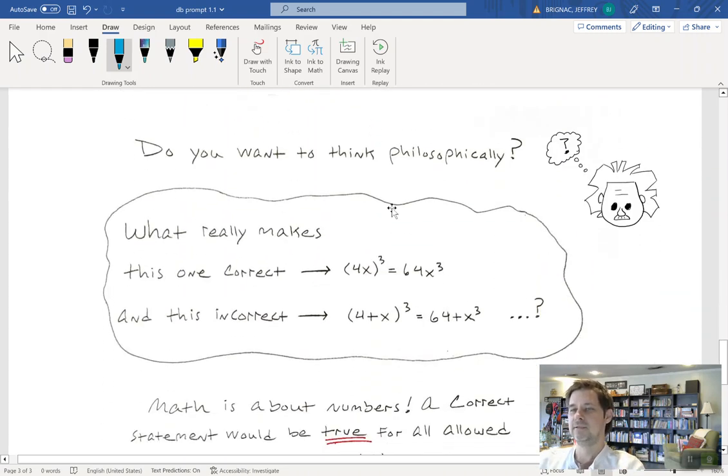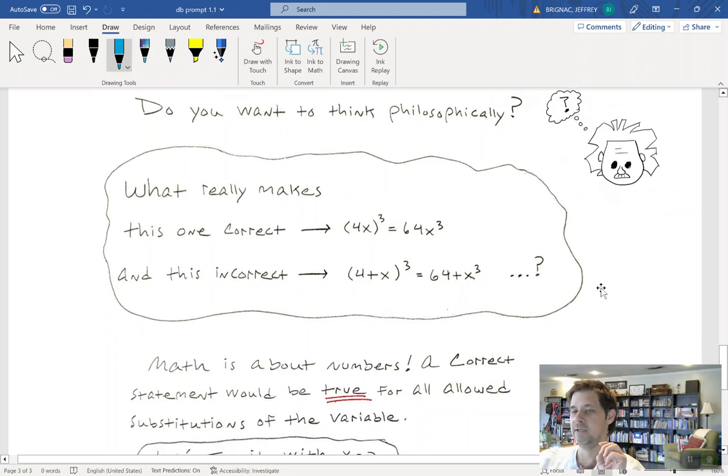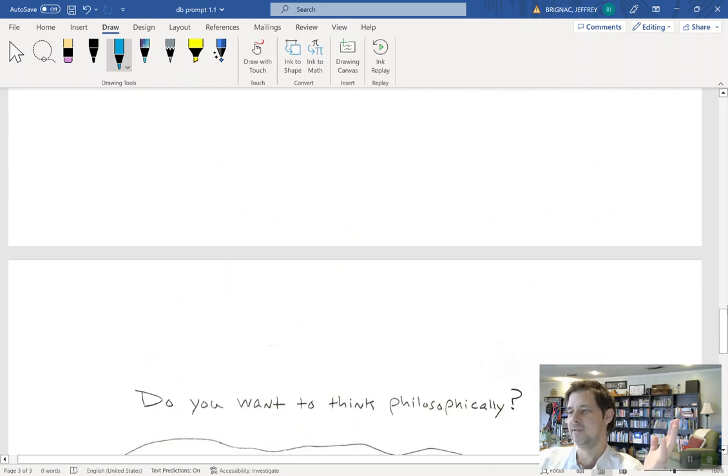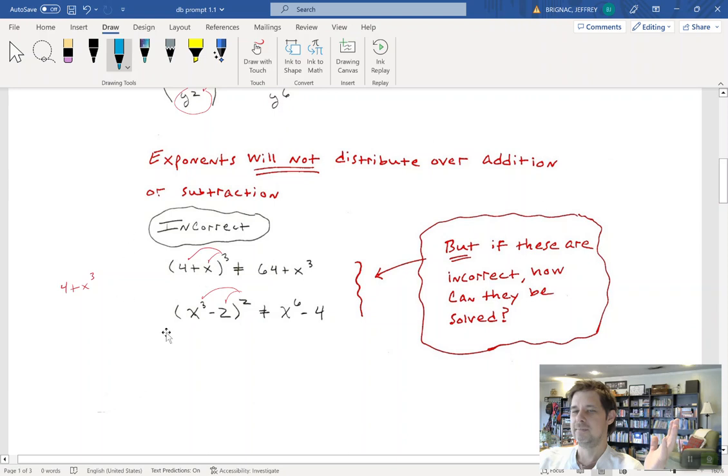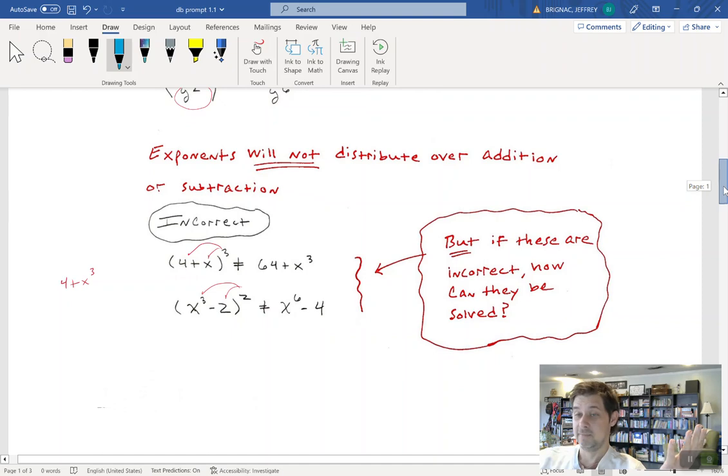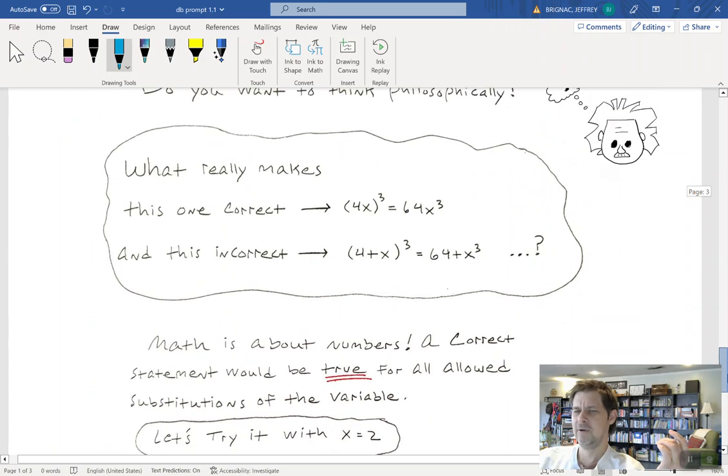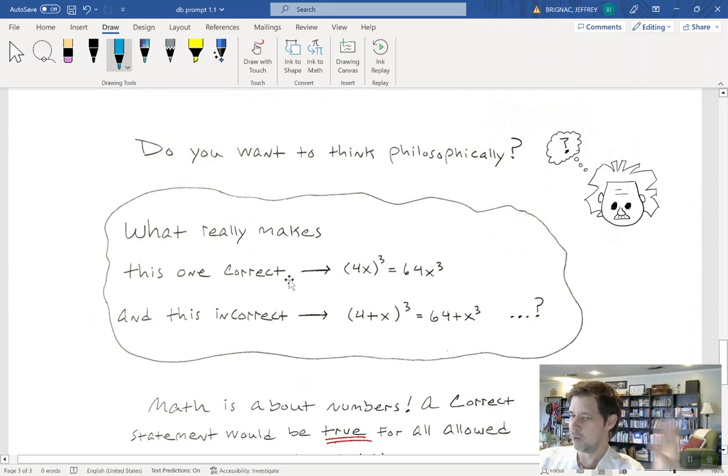Let's close this by, do you want to think philosophically? Let's do that real quick. Some people are prone to philosophical thinking, and here I've got a cartoon Einstein, and he's wondering, what really makes this correct and this incorrect? I mean, really, because I don't see anything up here besides me telling you it's incorrect that actually shows that it's wrong. Some people would think that that looks right. So what really makes these right or wrong?